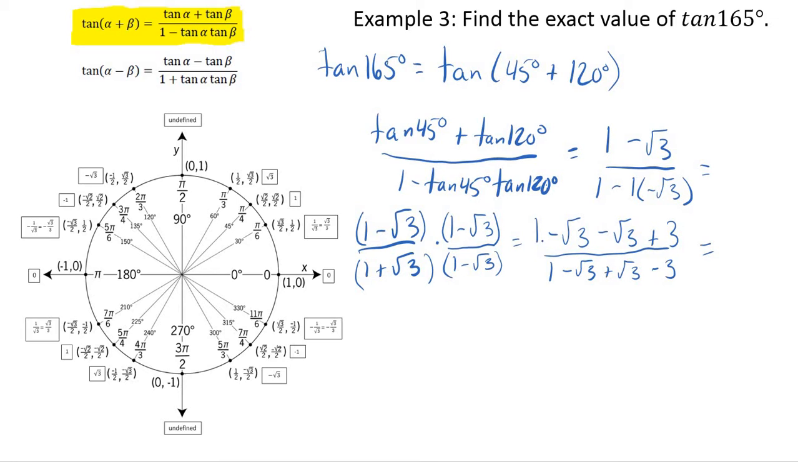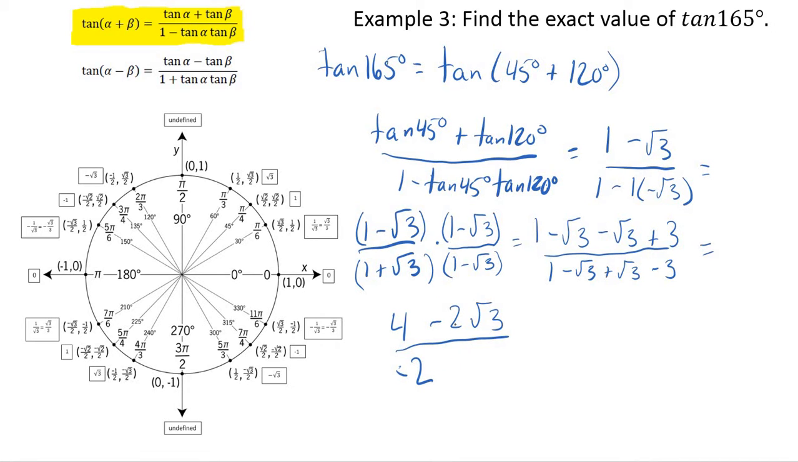All right, let's clean this up. So on the top we've got 1 plus 3, that's 4, minus root 3, so minus 2 root 3. So we've got the top here, 4 minus 2 root 3. Now on the bottom, let's go ahead and combine things. So 1 minus 3 would be negative 2. And then notice negative root 3 plus root 3, that goes away. That's what the conjugate did for us.